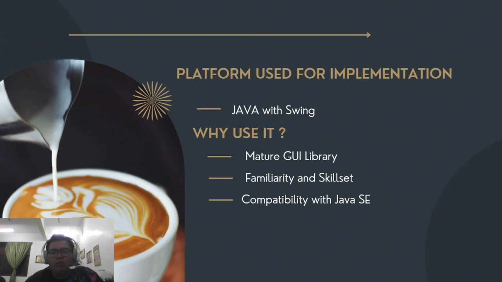The platform that we use for implementation is Java Swing. Why do we use it? Because it is a mature GUI library. We have the familiarity and skill set to use it, and it is also compatible with Java SE.